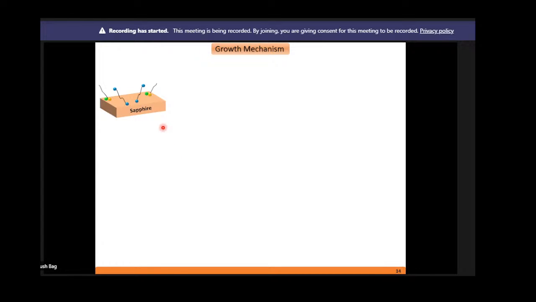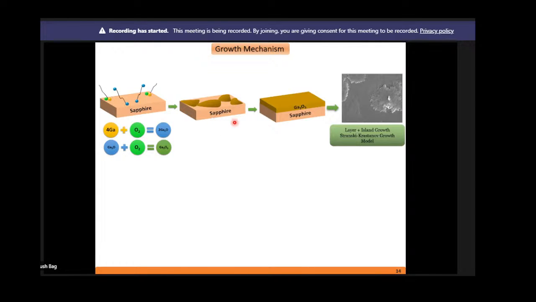First, the metal precursors are coming onto the surface of this substrate, that is sapphire. Then a chemical reaction is happening on the surface, that is gallium with oxygen. First it will form Ga2O, and then Ga2O with sufficient oxygen will form Ga2O3. That is why I was saying that this XPS information is important to check the ratio of gallium and oxygen atoms. After the deposition of these initial adatoms, they form island-like structures on the surface. With further deposition, this turns into a thin film.